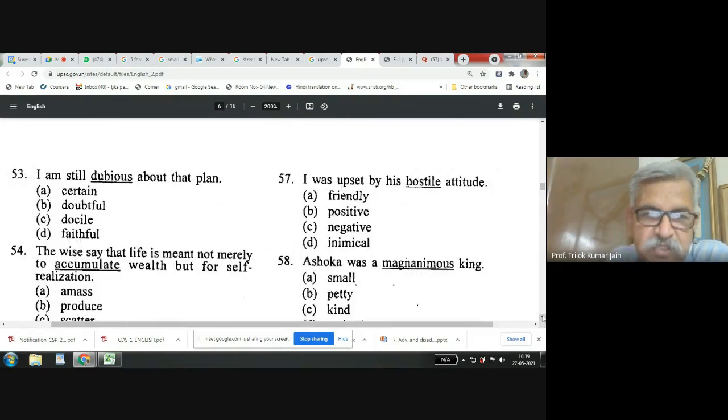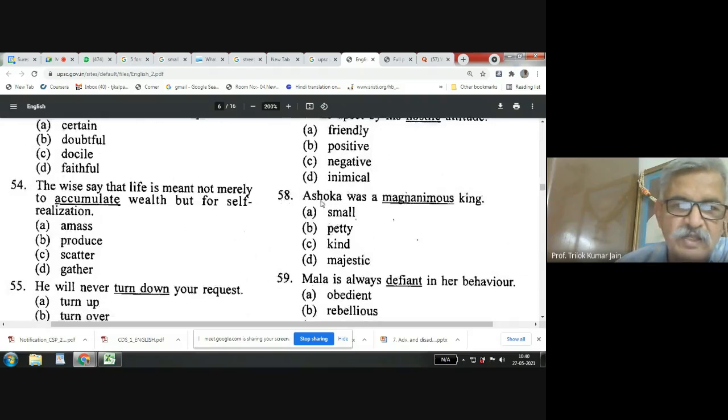I am still dubious about that plan. The opposite of dubious is certain. Answer is A. It can be B, D, faithful. D also. I was upset by his hostile attitude. So hostile's opposite is positive or friendly. So the best answer is A. Here you have to take a little bit of risk. Similar answers are there, you have to take some risk.